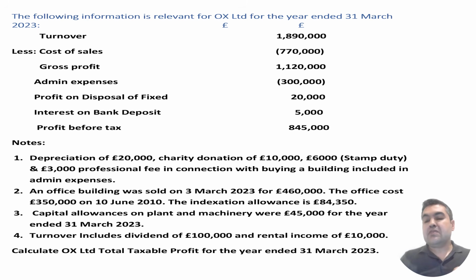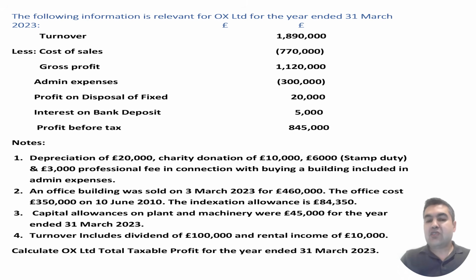So in exam, there will be a lengthy profit and loss statement. Do not panic while you see a lengthy profit and loss statement. Always pay attention to the notes. So in the notes, here I made some notes: depreciation of 20,000, charity donation of 10,000, 6,000 stamp duty 3,000, professional fee in connection with the buying a building included in admin expenses. So in P&L, there's admin expenses. In this admin expenses, those expenses are included.